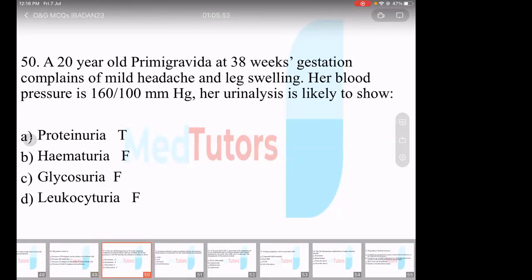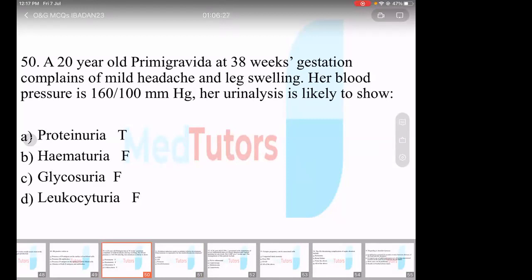Then question 50. A 20-year-old primigravida at 38 weeks gestation complains of mild headache and leg swelling. Her blood pressure is 160 by 100 millimeters of mercury. Her urinalysis is likely to show. So if you look at all these symptoms, what they are trying to picture for you is preeclampsia. She already has headache, she has a high BP and has edema. So what you are looking for in the urine, of course, you know you are looking for protein.